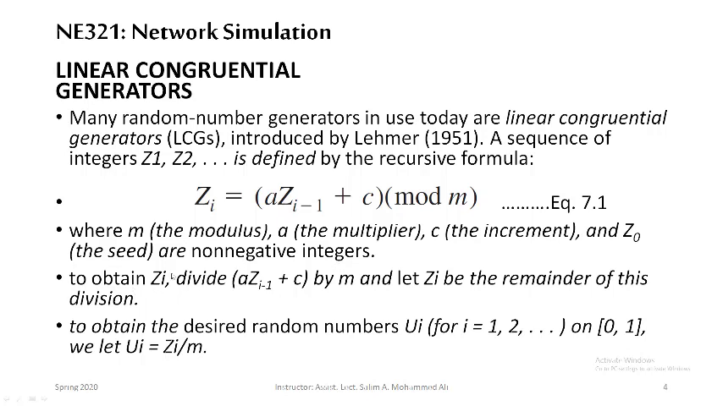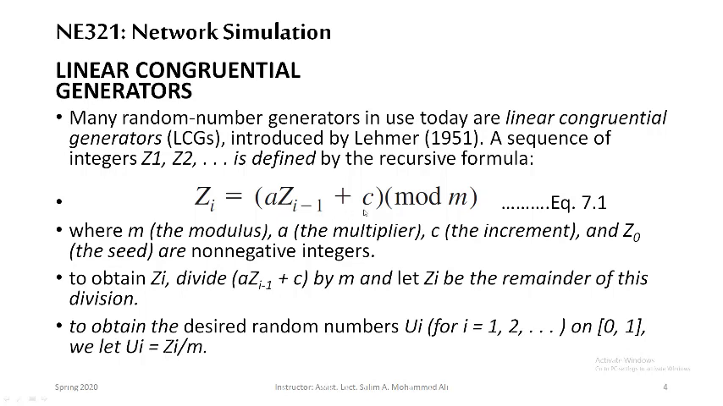To obtain Zi, we multiply A by the previous Z, for the first time Z naught, add C, and then divide by M, letting Zi be the remainder of this division. So Zi is the modulus for this reason. To obtain the desired random variables Ui, the stream of random variables for 1, 2, 3, etc., based on 0 to 1, we let Ui equal Zi divided by M. This is for normalization, because we need random numbers to be generated between 0 and 1, and Zi would be greater than 1, so what you do is divide Zi by M. You know that M is the maximum number you get from the generator.